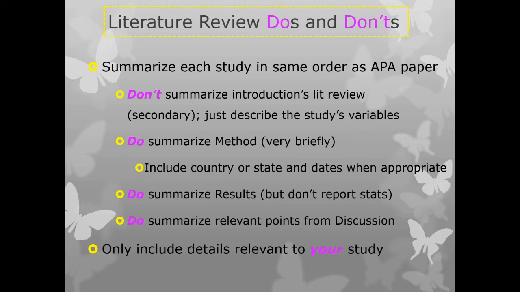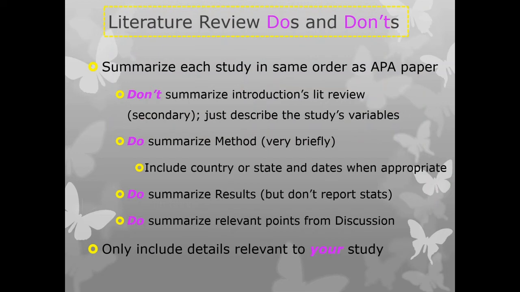Remember that you will be writing a literature review. You will be gathering many, many articles. You will be using each article. You are going to discuss what you found in that article, and you're going to combine each article review to make a literature review. So when you're writing these, you want to summarize each study in the same order as an APA paper. So you want to cite an article in the same order, which I will show you in a few minutes.